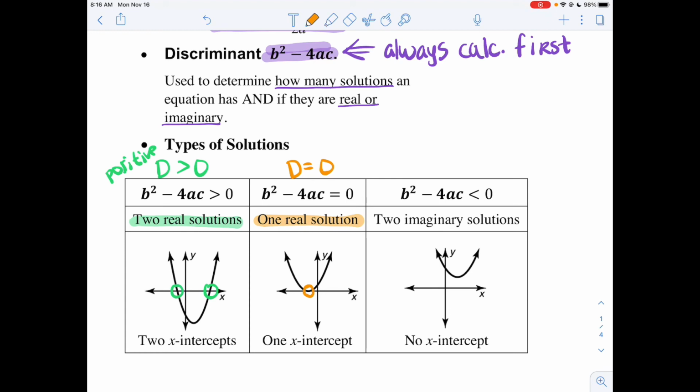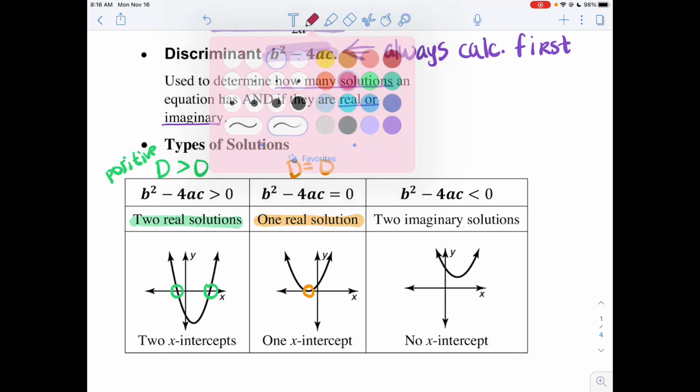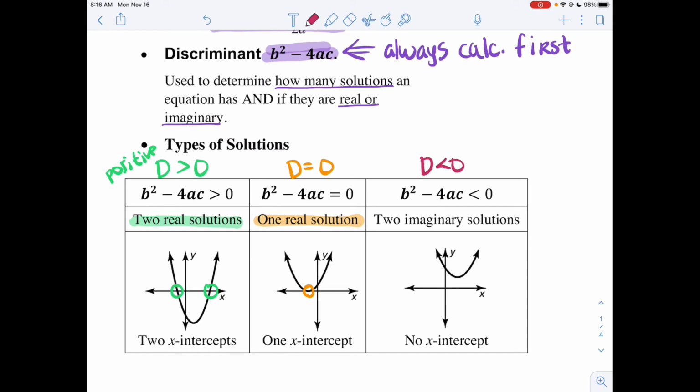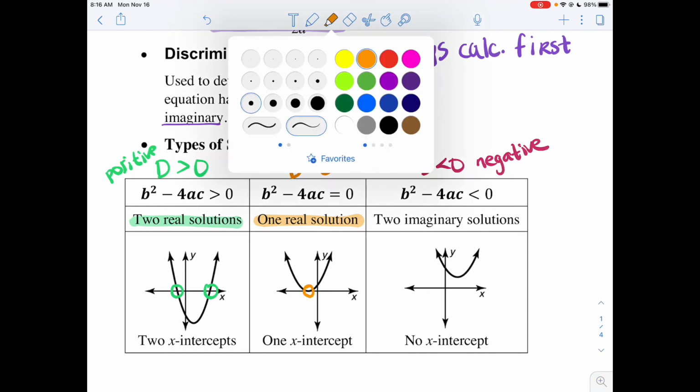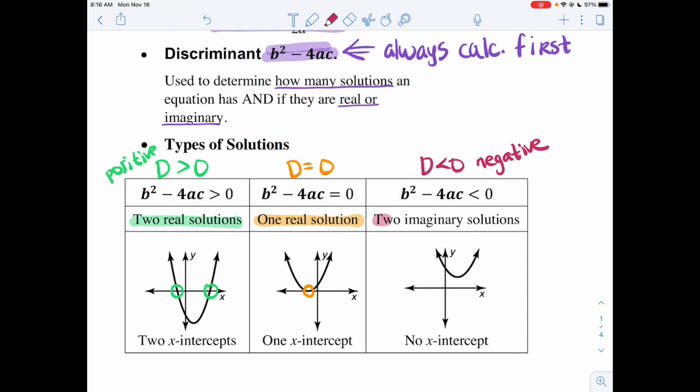Finally, if we have that D is less than 0, or negative, then that means that we're going to have 2 imaginary solutions. And so we're going to be pulling in that imaginary unit i, and notice that we don't cross the x-axis at all in this case. So that is when we get 2 imaginary solutions, is when we don't cross the x-axis. So the parabola is either floating above the x-axis or it's an upside down parabola floating below.